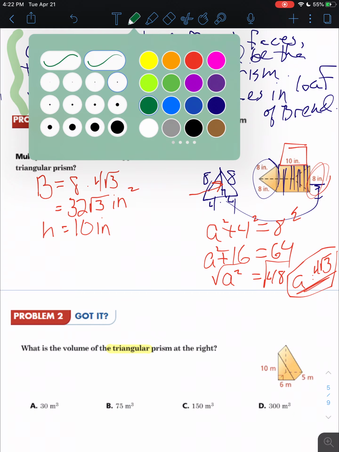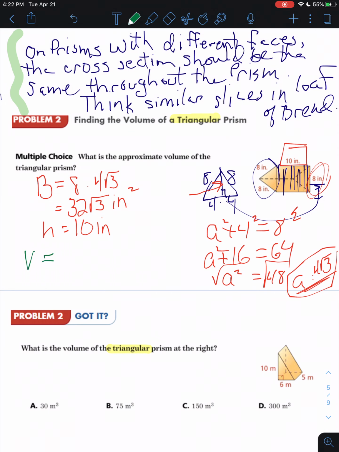So if I'm looking at this and saying, all right, so what's the volume? Well, the volume is the base, 32 rad 3, times the height, 10, and this is inches squared, and this is inches, would give me 320 rad 3 inches cubed.